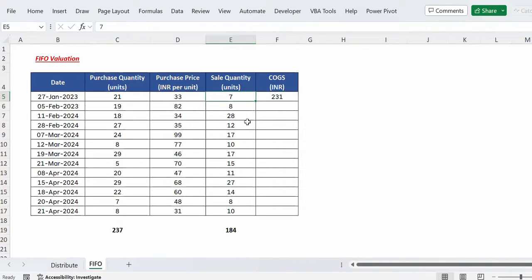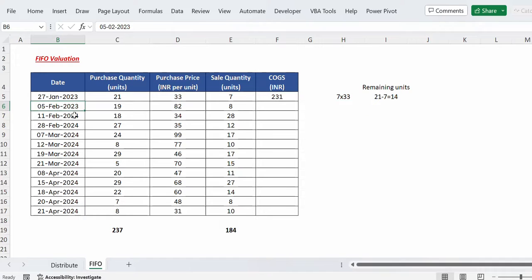Now we have sold only 7 units out of 21 units. How many are still remaining? So here the calculation is 7 multiplied by 33, right? And how many units are still remaining? The remaining units are 21 minus 7, which is equal to 14, right? So 14 units still remain.